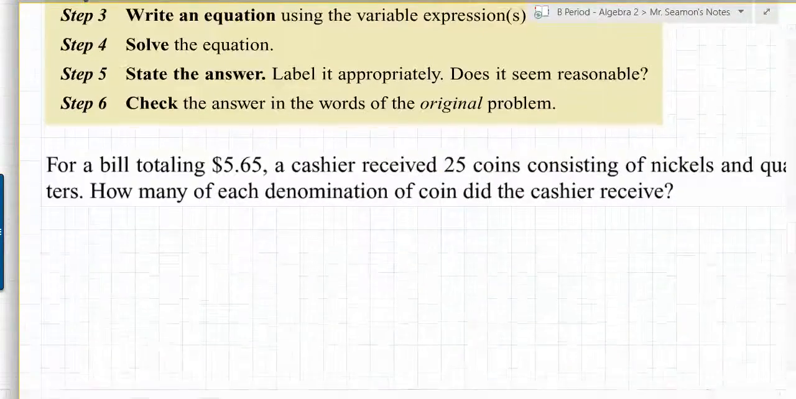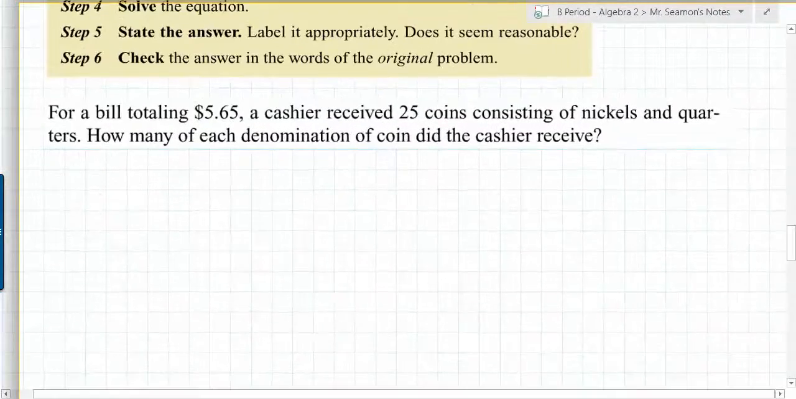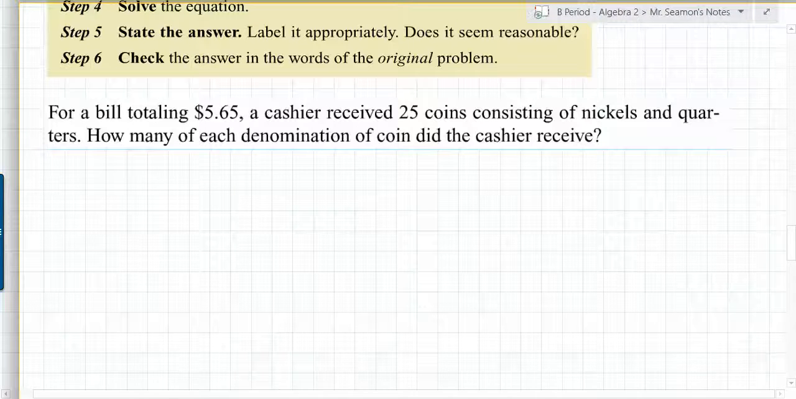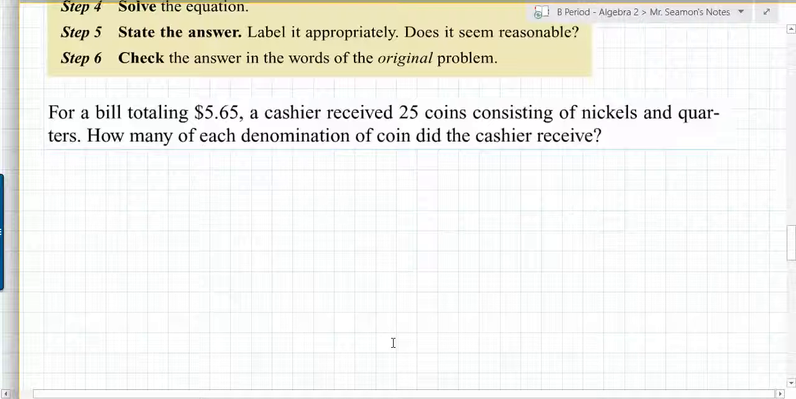So let's try this one right here. It says, for a bill totaling $5.65, a cashier received 25 coins consisting of nickels and quarters. How much is a nickel worth? Just so we can make sure everybody knows. 5 cents. If you're not from the United States, sometimes you don't know because you don't really use them that often. How many of each denomination of coin did the cashier receive?